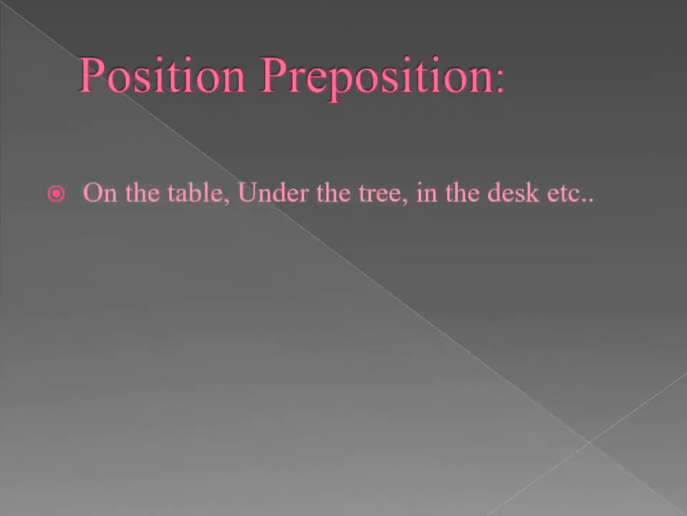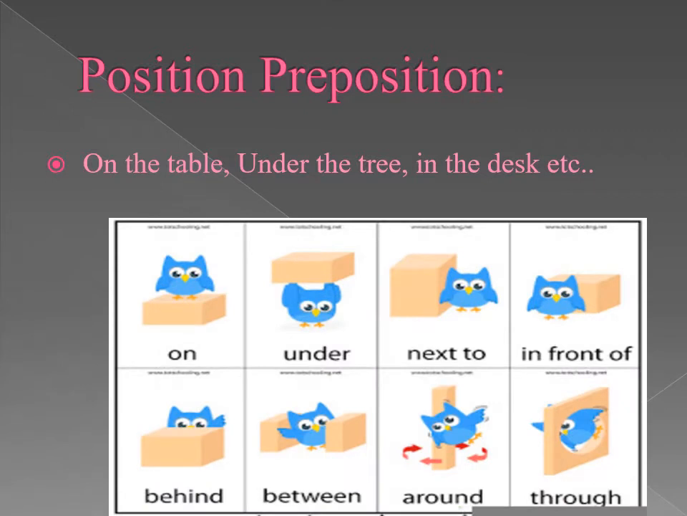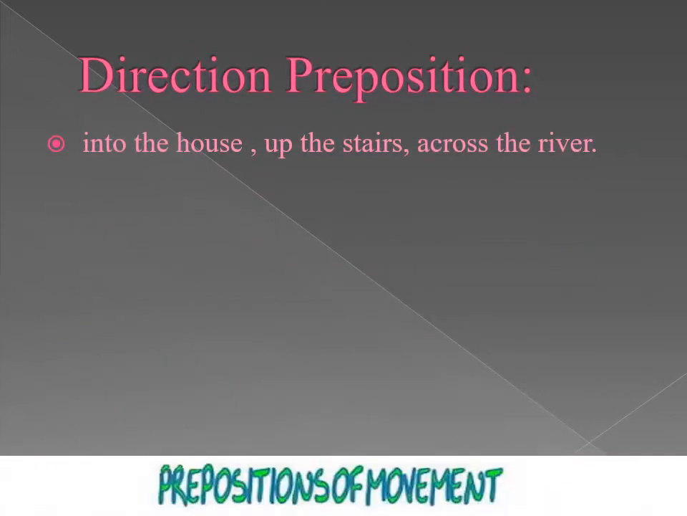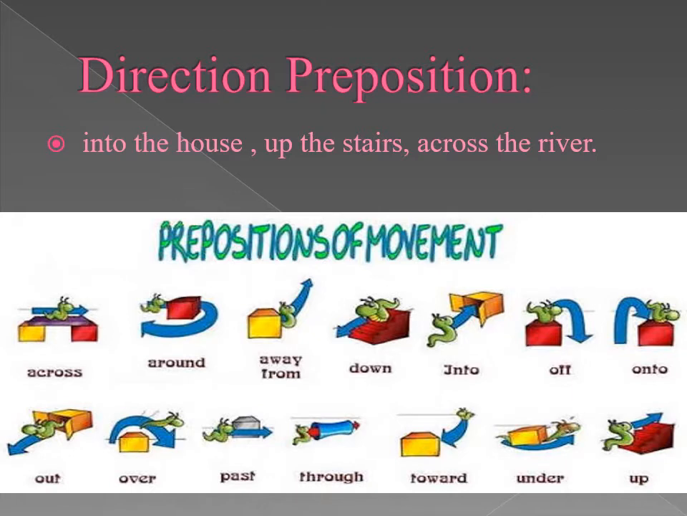Position preposition: on, under, next to, in front of, behind, between, around, through. These prepositions are called position preposition. Direction preposition: across, around, away from, down, into, off, onto, out, over, past, through, towards, under and up. These prepositions are called direction preposition.